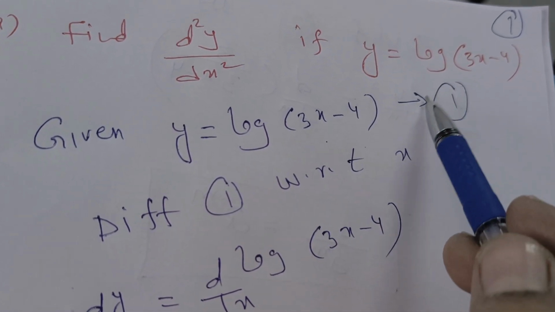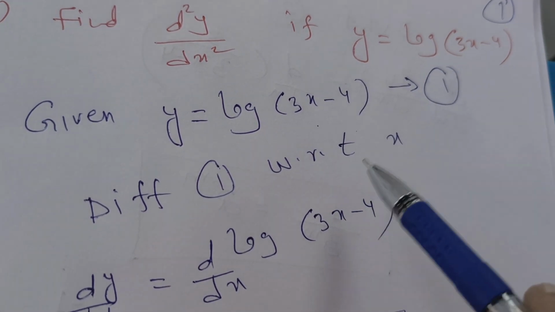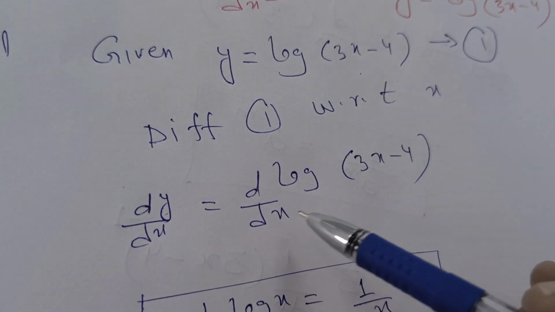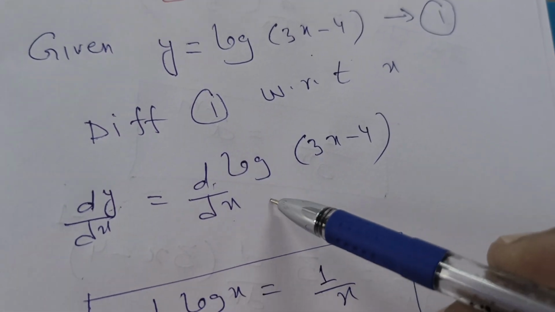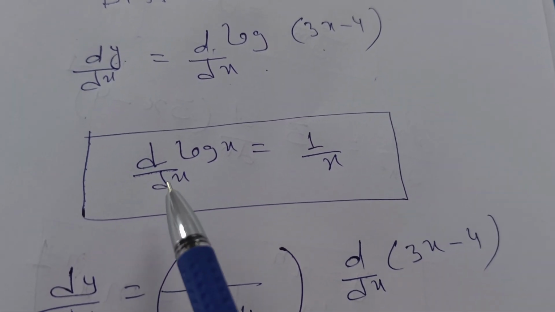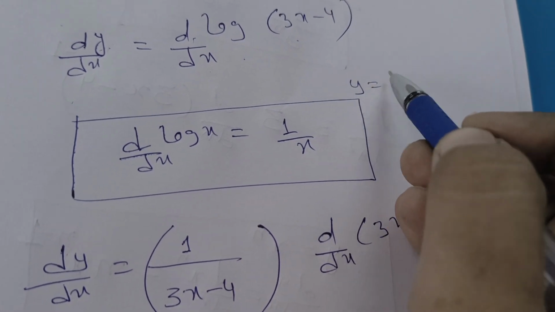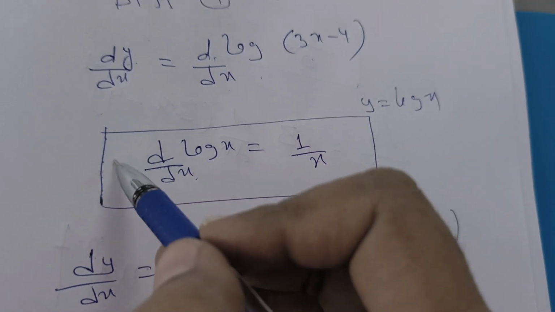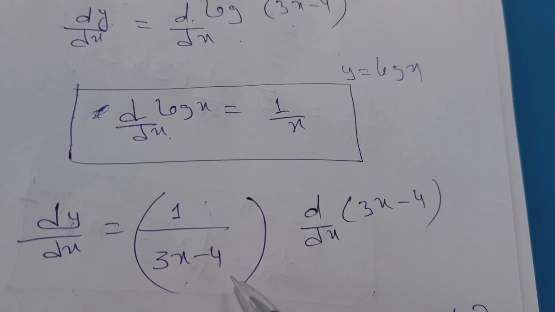So this is our equation number 1, and we are differentiating this equation 1 with respect to x. So on both the sides we are putting d by dx. d by dx of y or dy by dx is equal to d by dx of log 3x minus 4. We have the general formula, d by dx of log x is equal to 1 by x. Means when the function y is equal to log x, we have to differentiate like this, dy by dx. Okay. So dy by dx is equal to 1 by 3x minus 4.